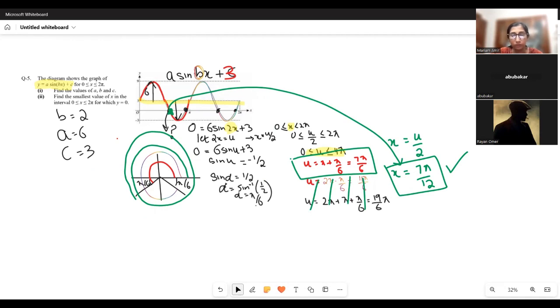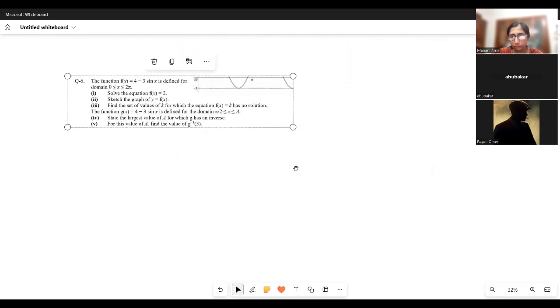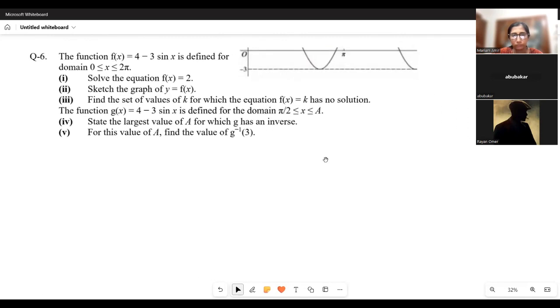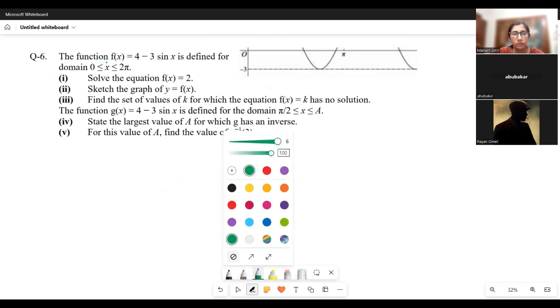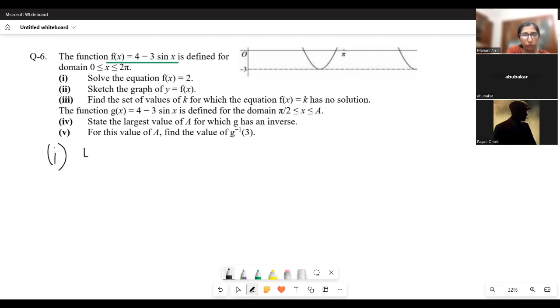Okay, question 6. Function f(x) equals 4 minus 3 sin x is defined for the domain 0 to 2 pi. Solve the equation f(x) equals 2, not find the equation. So part 1 is solve 4 minus 3 sin x equals 2 for the domain 0 to 2 pi. So this is going to be 2 equals 3 sin x, which will be sin x equals 2 by 3.